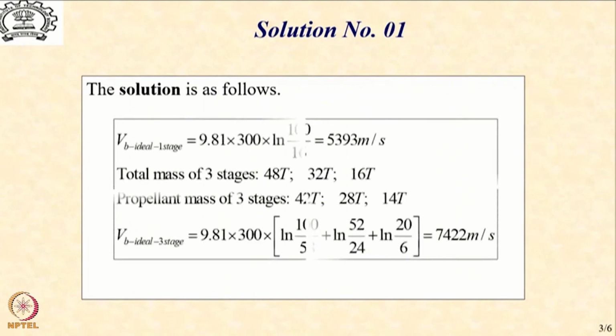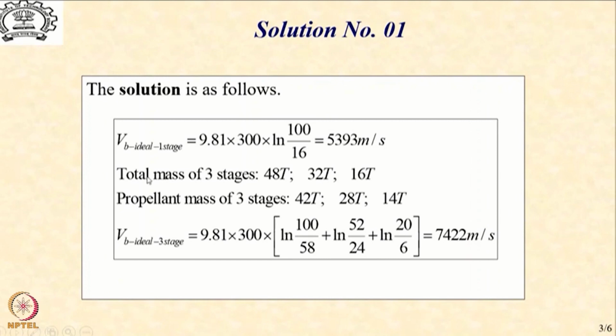So let us first consider the ideal burnout velocity for the case of one-stage operation. In this case, as we know, all the 84 tons of propellant would be burnt in a single shot, so that the ideal burnout velocity expression is 9.81 into 300 into ln of 100 divided by 16, which is what will be left at the end of the burnout, which results in the burnout velocity of 5393 meters per second.